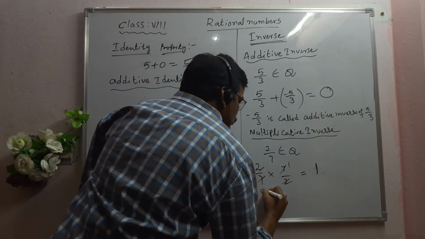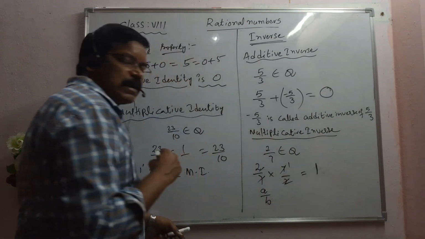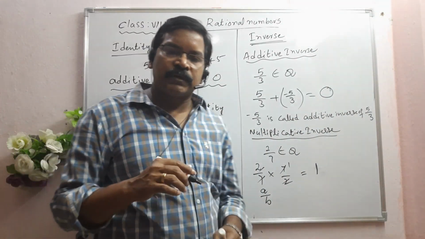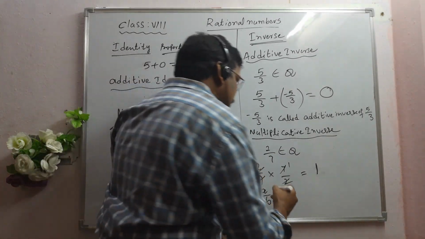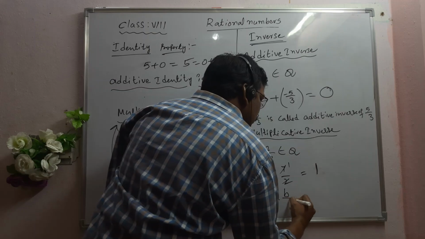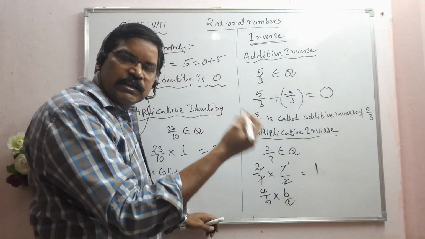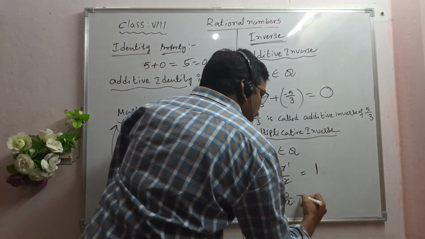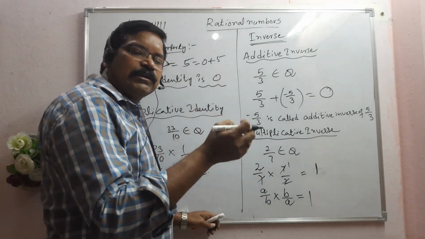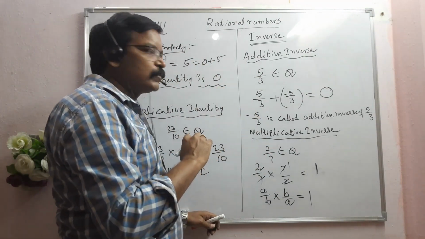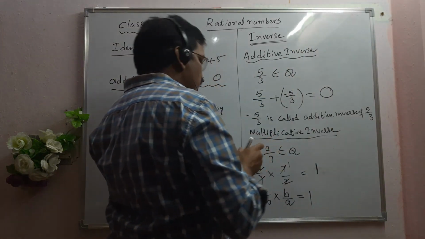Okay, I will ask you one question. A by B. What is the multiplicative inverse of A by B? Yes, B by A. The multiplicative inverse of A by B is B by A. Why? Because this product is equal to 1, which means the multiplicative identity.